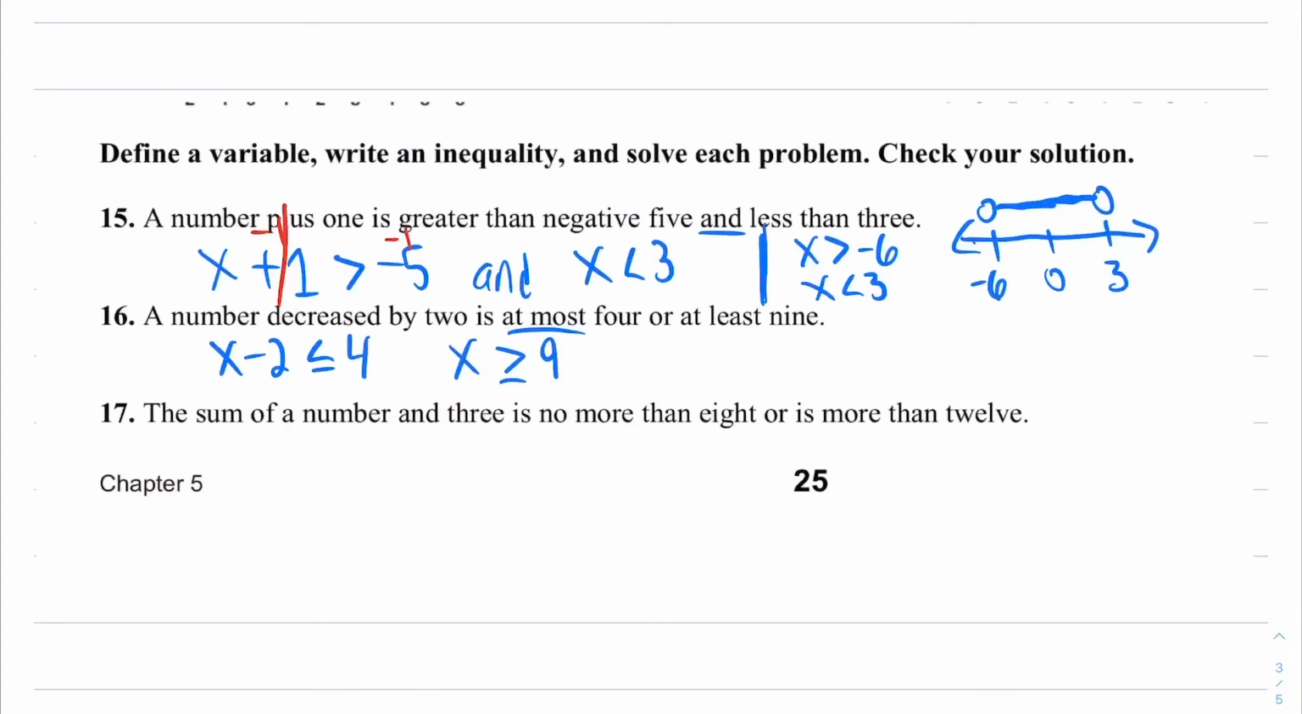Okay, now let's solve this one. For the first inequality, we're going to add the 2 to both sides. X is less than or equal to 4 plus 2, which is 6. And x is greater than or equal to 9. Okay, let's check that.